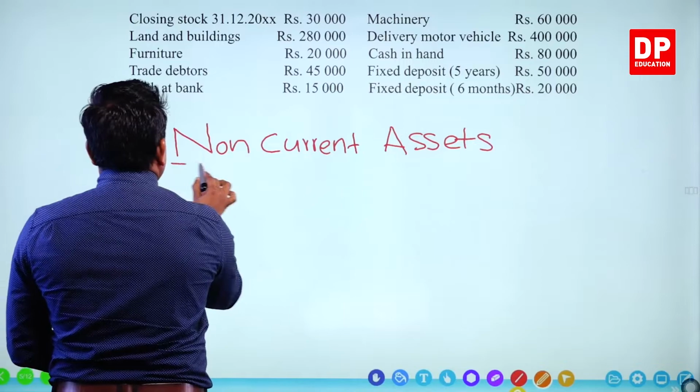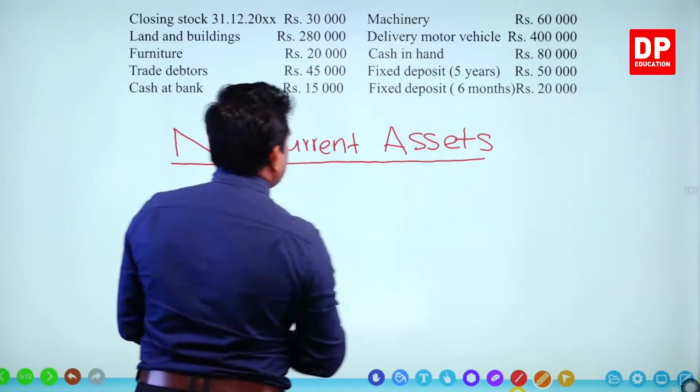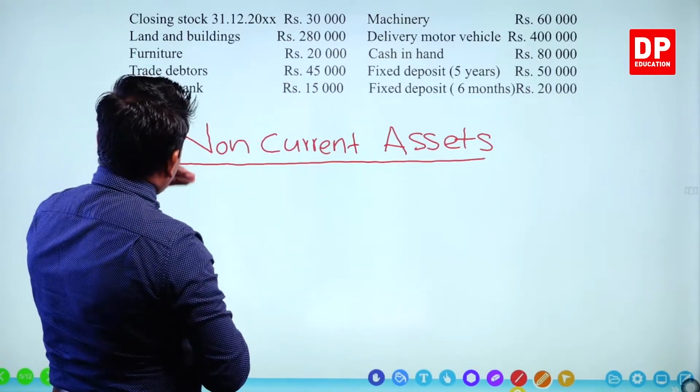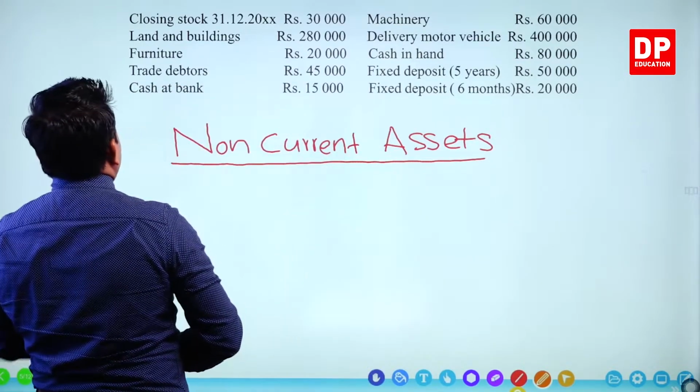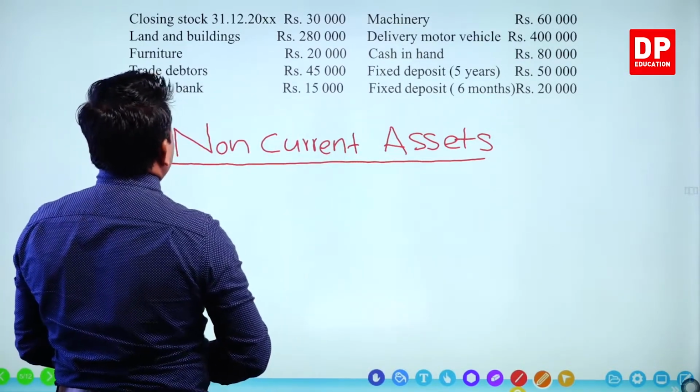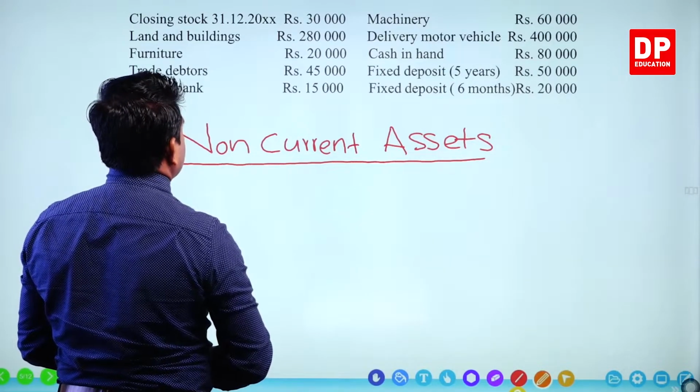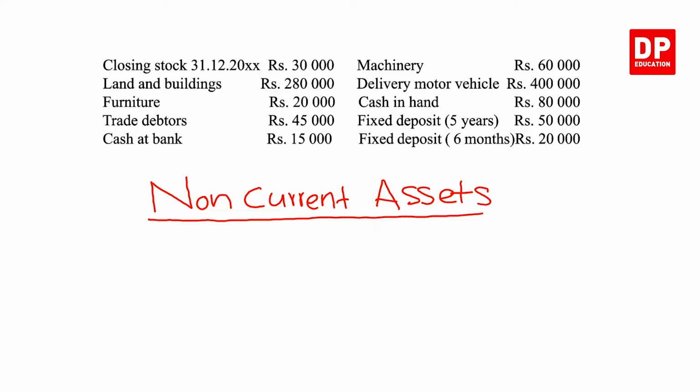Right? Non-current assets. Then I write the name of the non-current asset, and in front of this we write the value. Then tell me, closing stock: current assets or non-current assets? Current assets. If you want, it's easy for you to mark them.